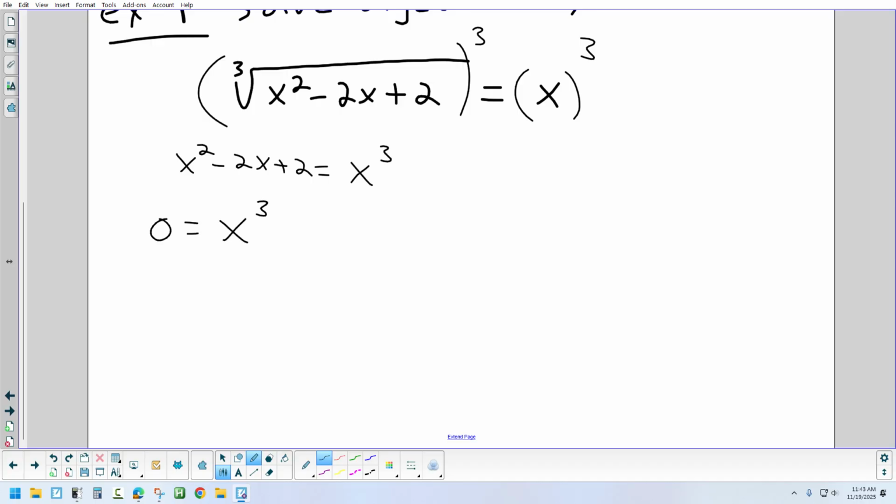So we're going to have x cubed. And what's going to come after that if we put everything on the right side? Minus 2x. No, plus 2x. Let's put it in descending order. Yeah, plus x squared.